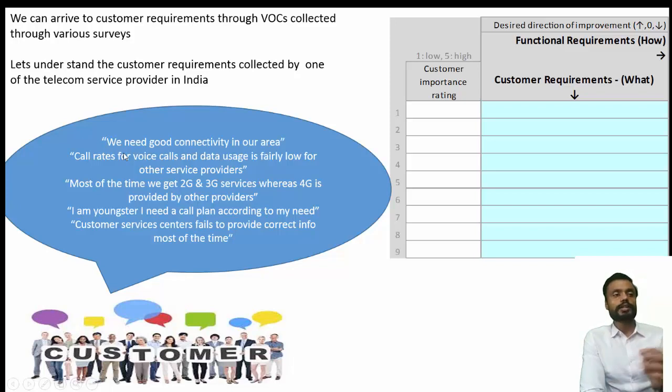Now, if you look at certain VOCs, some customer says we need good connectivity in our area. Call rates for voice calls and data usage is fairly low for other service providers. They say most of the time we get 2G and 3G services, whereas 4G is provided by other providers. They say I am youngster, I need a call plan according to my own need. Some of them say customer service center fails to provide correct information most of the time.